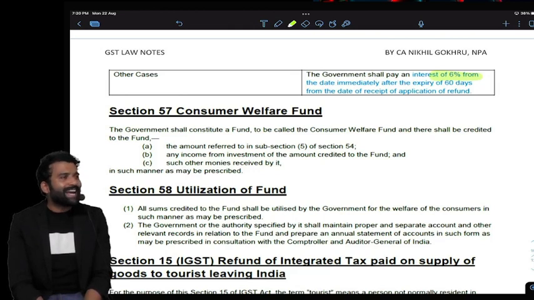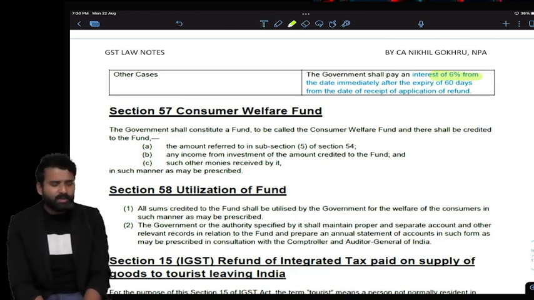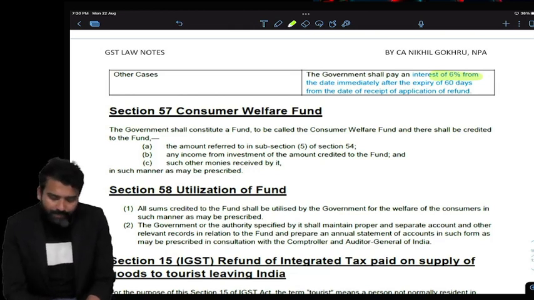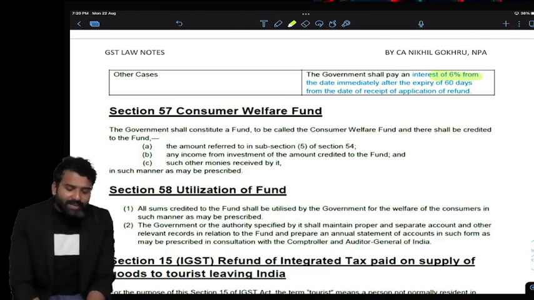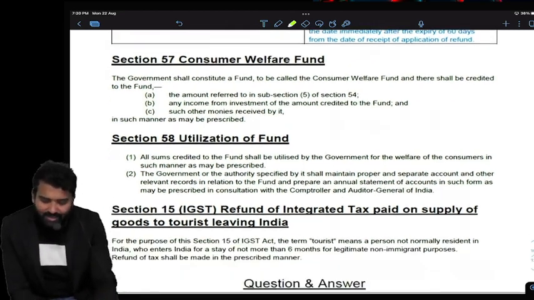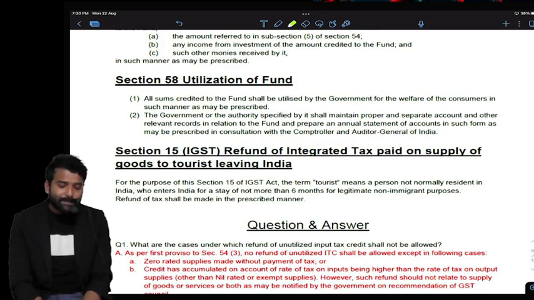Rate of interest 9%, 6% per annum. Simple interest 6% or 9% per annum. Interest in GST is always per annum. It is 9% or 6% per annum simple interest. Okay. Finally, the government will use the consumer welfare fund only for the welfare of the consumer, and C&AG will audit that. Last and final provision regarding refund of IGST.